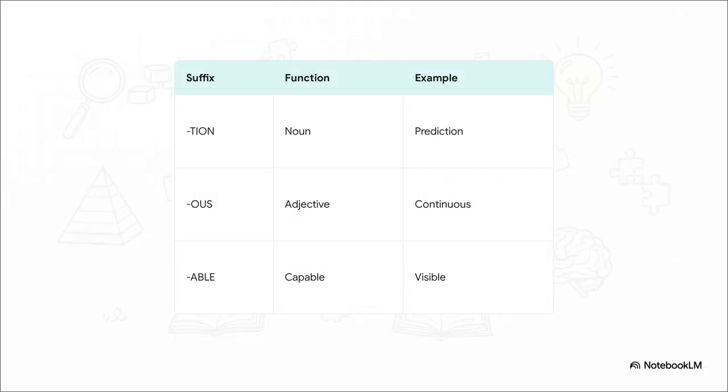Now looking at suffixes, endings like tion and ous are extremely frequent culprits for errors. The shun sound is almost always spelled tion in Latin words, which creates these academic nouns like prediction or action. Then you have the ous suffix. This turns words into adjectives like continuous, but untrained spellers drop the o or the u all the time. Don't be that speller. And knowing whether to use able or ible, that all comes down to root recognition.